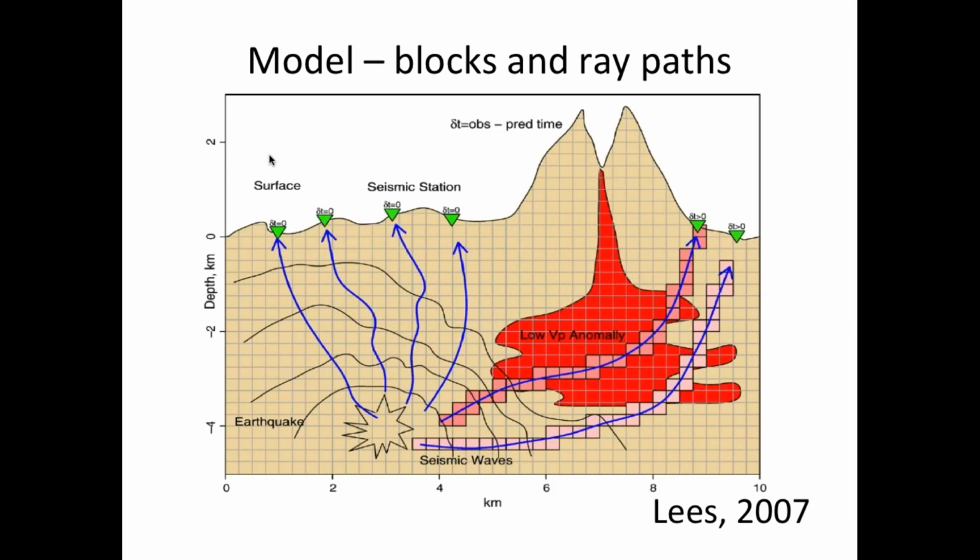Typically, if you can afford it, or if you can at least short term put in between 12 and 20 stations, that seems to be a pretty good trade-off between getting a good spatial array and a sufficiently high number of ray paths traveling through different blocks to be able to solve the problem in a practical way.